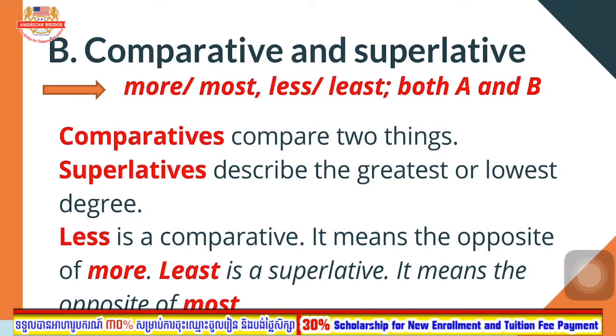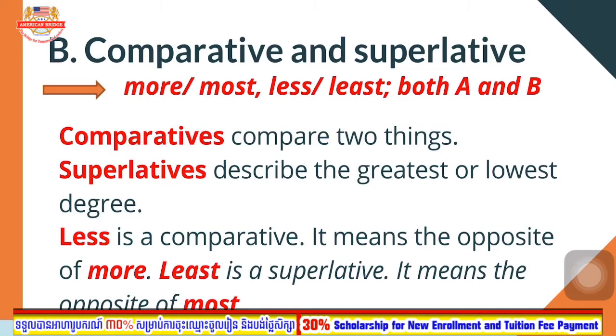Okay, good. So students, you will learn also about both and, okay, both A and B. As you can see here, when we use both, it should be both noun and noun. So you will know also how to use both, and less and least. Okay, good, students.